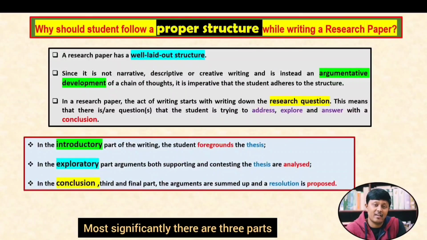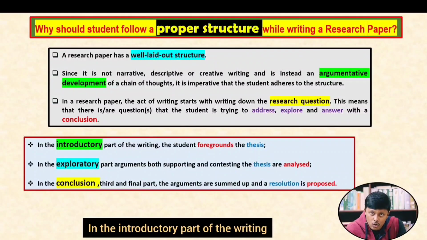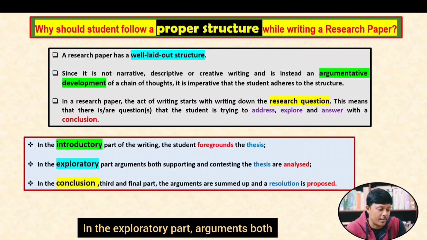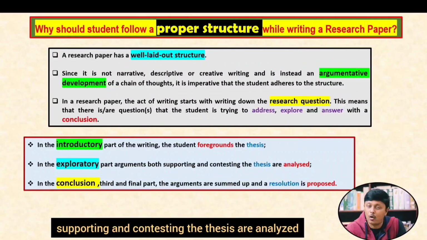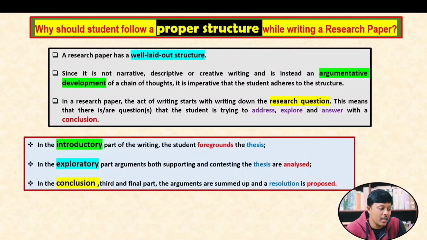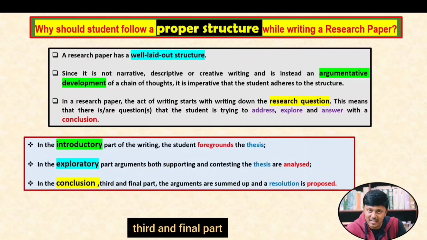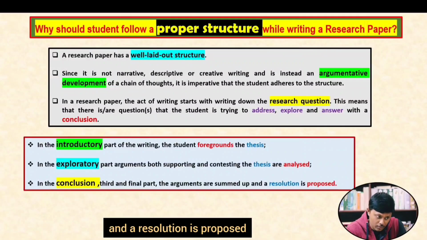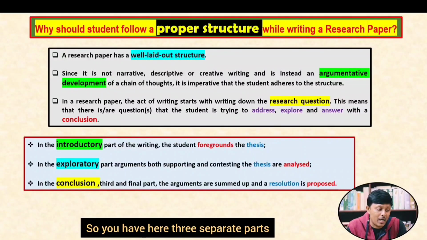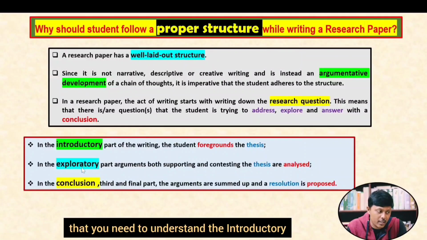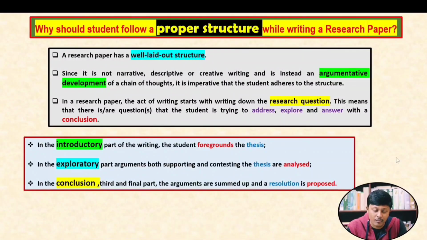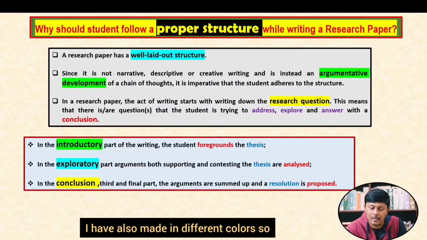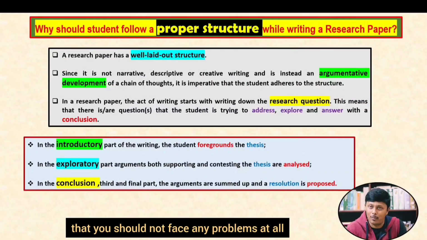Most significantly, there are 3 parts. In the introductory part of the writing, the student foregrounds the thesis. In the exploratory part, arguments both supporting and contesting the thesis are analyzed. And in the conclusion, the third and final part, the arguments are summed up and a resolution is proposed. So you have here 3 separate parts that you need to understand: the introductory, exploratory, and conclusion. And in each part, what you have found, I have also marked in different colors so that you should not face any problems at all.